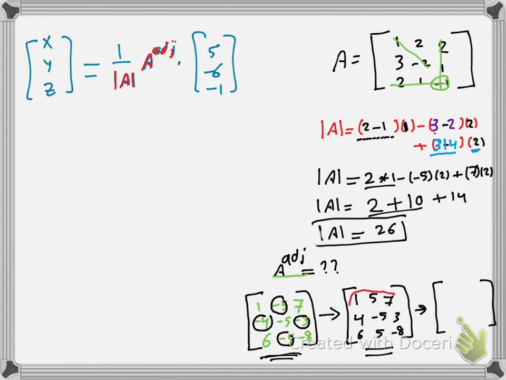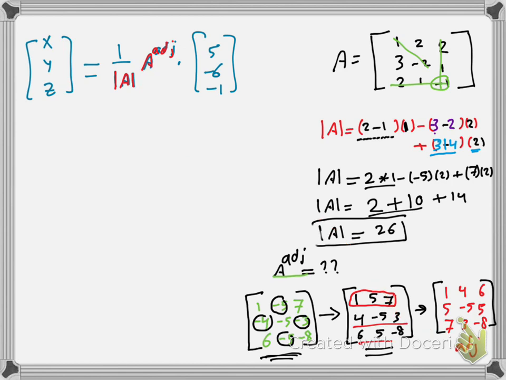Now I will find the transpose. I will take the first row and I will make it their column. Then 1, 5, 7. The second one, which is 4, negative 5 and then 3. The third one, which will become 6 and then 5 and then negative 8. And this is the adjoint, which I will substitute here.